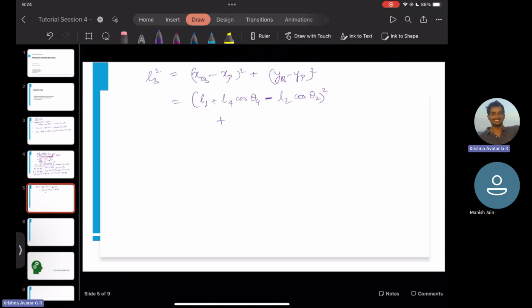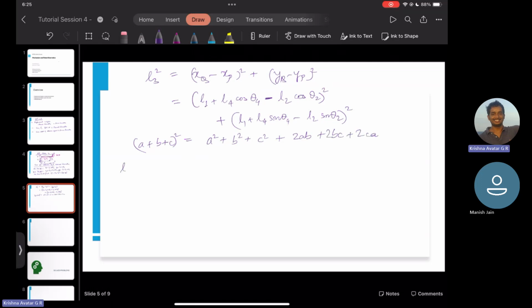Now what we have is L1 plus L4 sine theta 4 minus L2 sine theta 2 whole square. Right? Now let's just go on expanding it. So this expression is like A plus B plus C whole squared. And I'll just write it down. So A plus B plus C whole square is equal to A square plus B square plus C square plus 2AB plus 2BC plus 2CA.